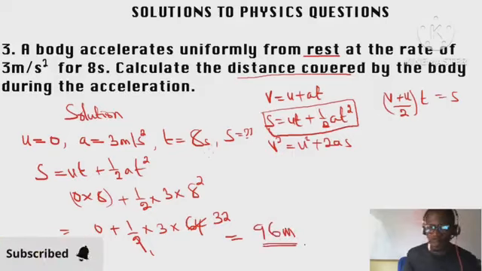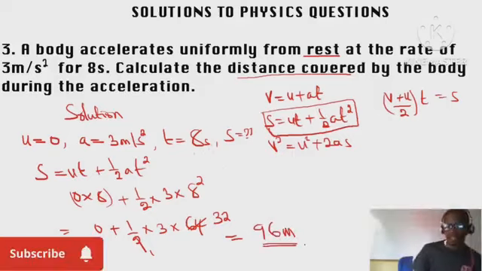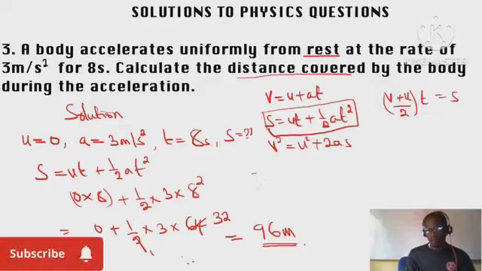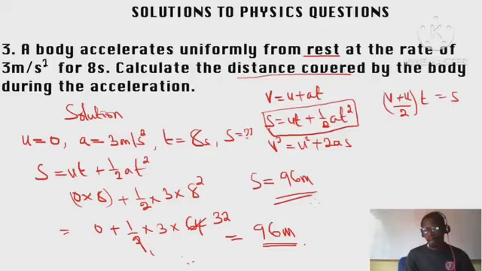The unit of distance is meters. That's 96 meters. So therefore, we can say the distance covered, x, is equal to 96 meters. And that's how we calculate that. Okay, let's see what we have in the next question.